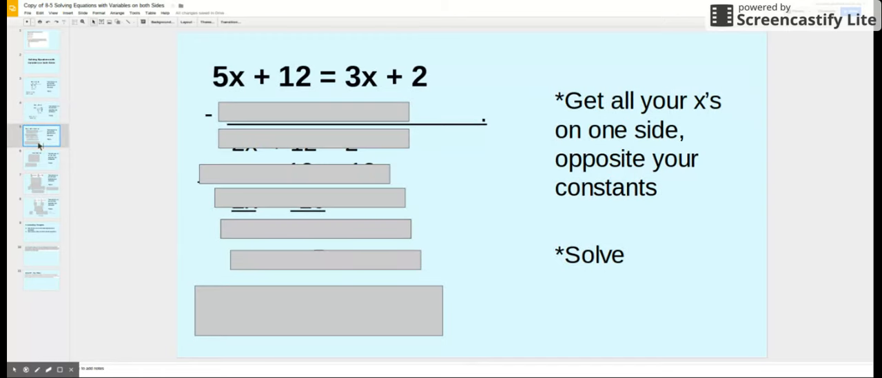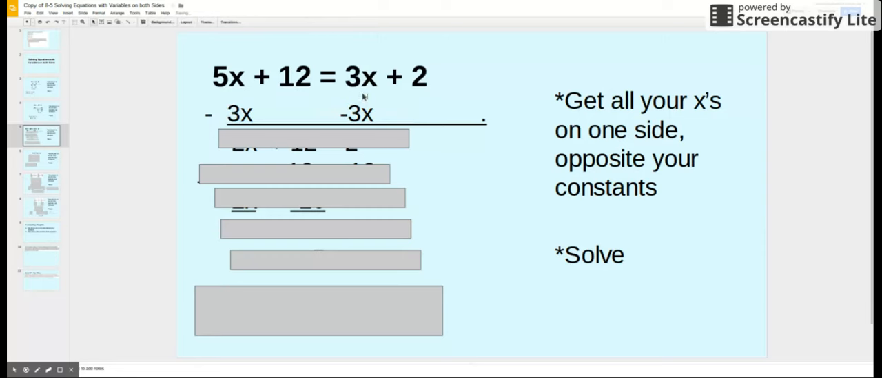Okay, here's another example. We have 5x plus 12 is equal to 3x plus 2. You can move the 5x or you can move the 3x. It really doesn't matter which way you move it as long as you get your x's on one side. So I'm going to just move my 3x in this case, just because if I subtract 5x from both sides, I'm going to be left with a negative x, and it's just going to make me do more work at the end. So it really doesn't matter what you want to move. I'm going to move 3x.